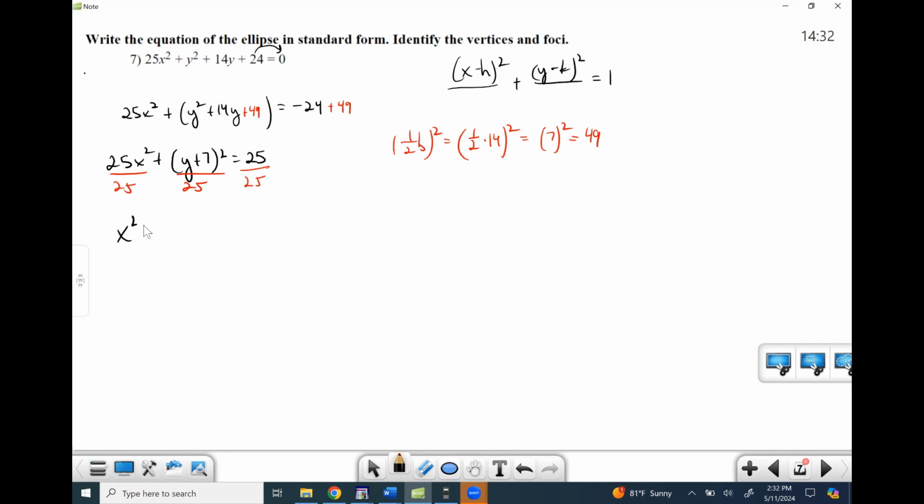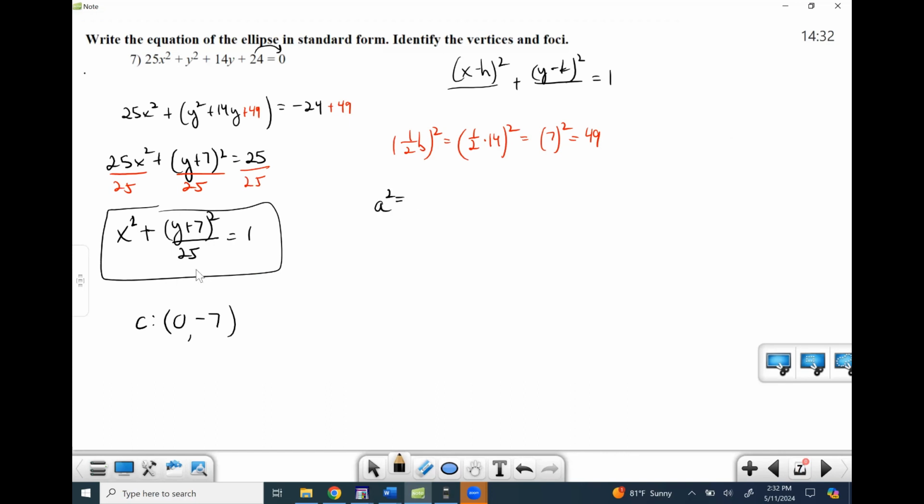So we got x squared plus y plus 7 squared over 25 equals 1. So this is the answer to the first part where it says write the equation of the ellipse in standard form. Now, if I want to go in and get the vertices and the foci, we need the center. So 0, because there's nothing with the x, and change the sign on that positive 7 and make it a negative 7. Now, a squared is the 25, the bigger number. And b squared is the 1.